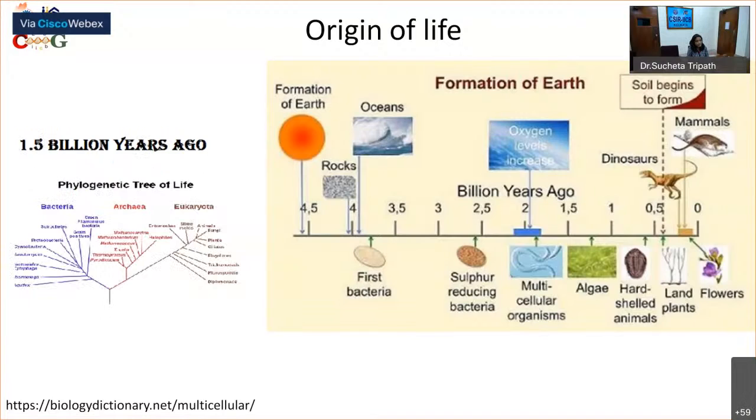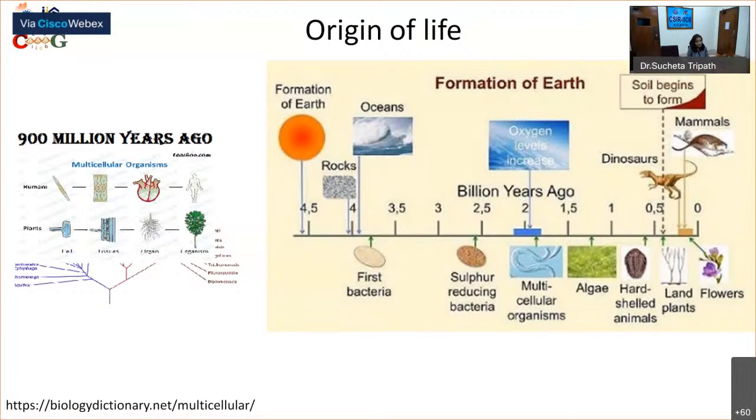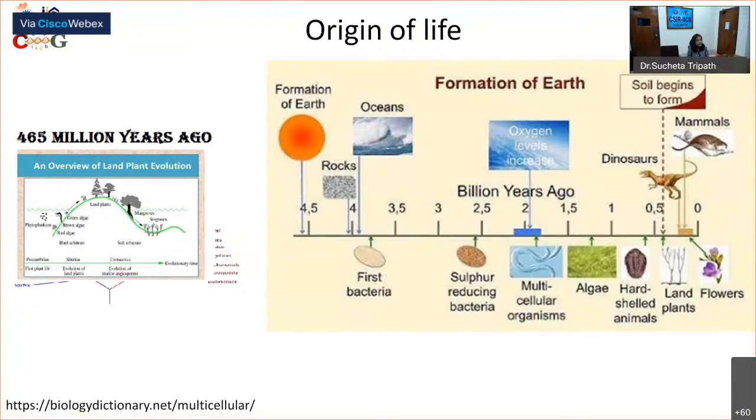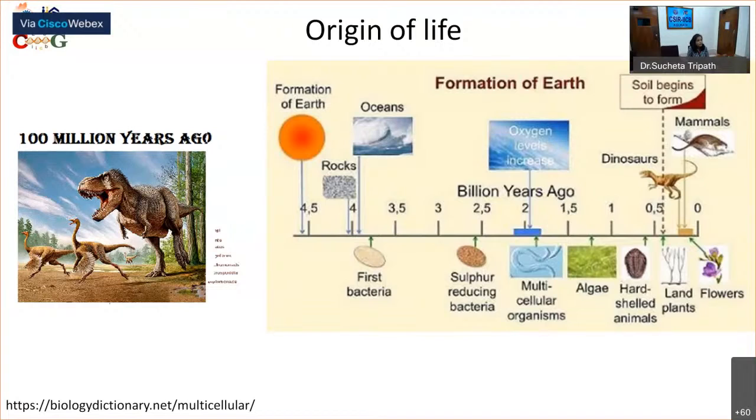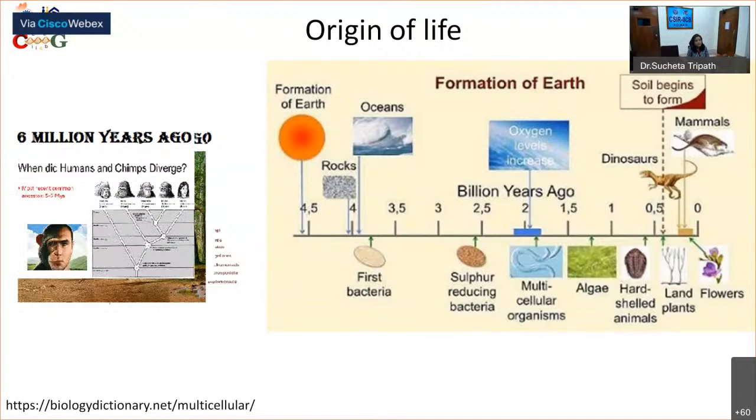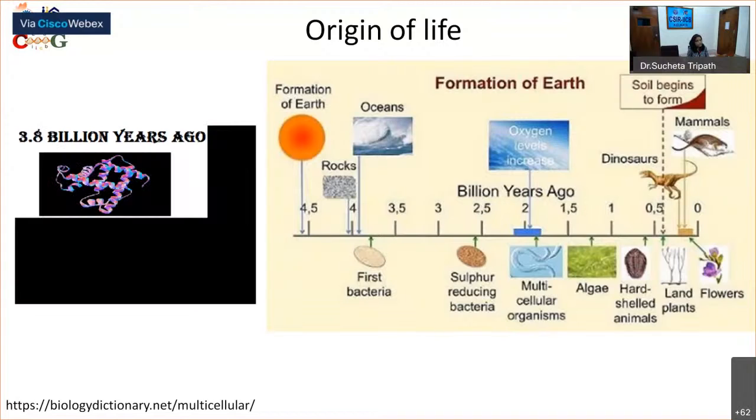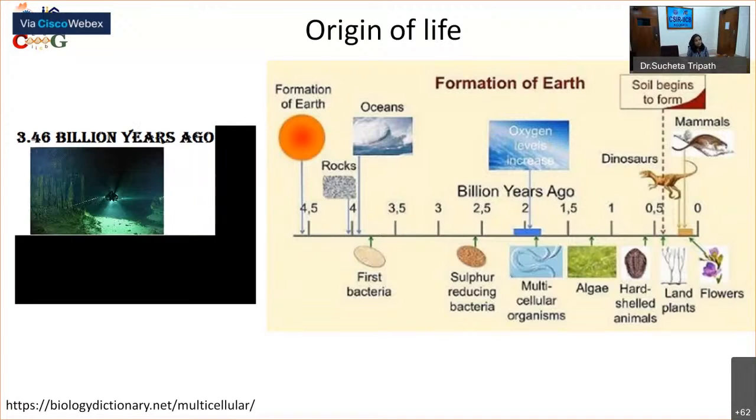And then again, everything started to fall apart, and life forms started decreasing. And then slowly, slowly, the ice melted, and smaller organisms started coming. After some time, the sulfur reducing bacteria came, and after that the multicellular organisms started coming, then the algae, and then the land plants.